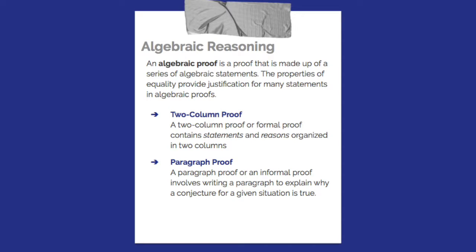An algebraic proof is made up of a series of algebraic statements. The two types of proofs are two-column proofs and paragraph proofs.